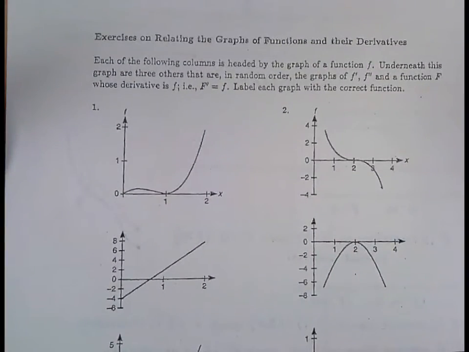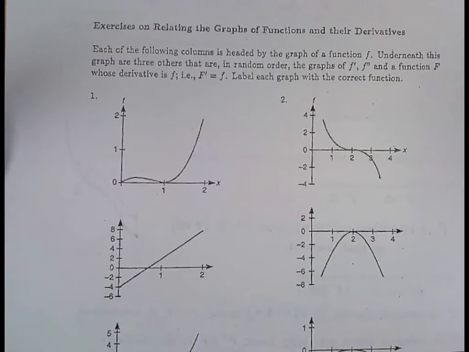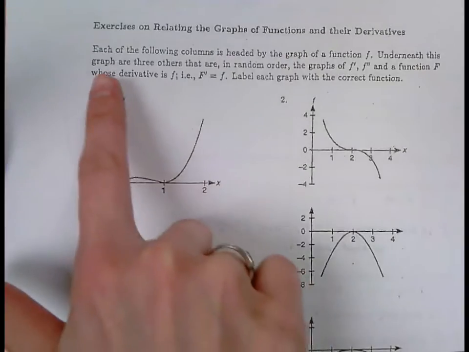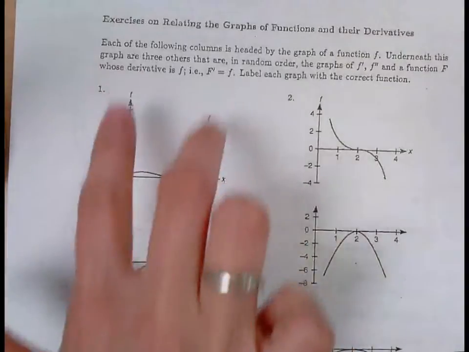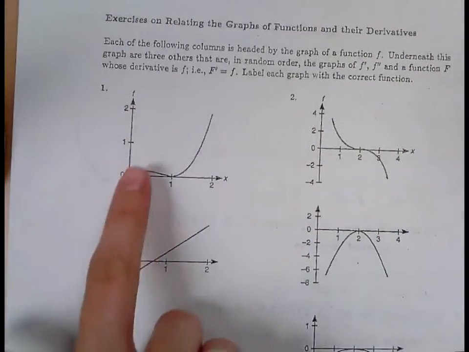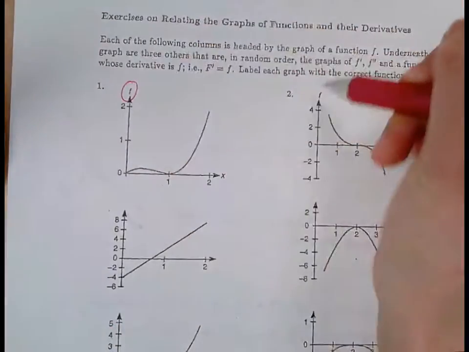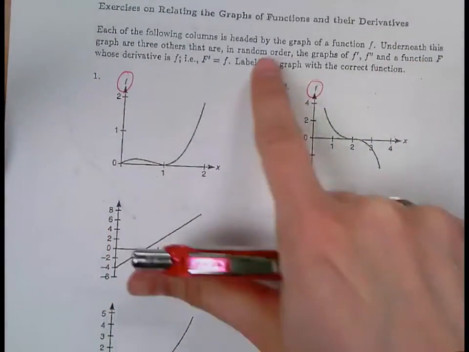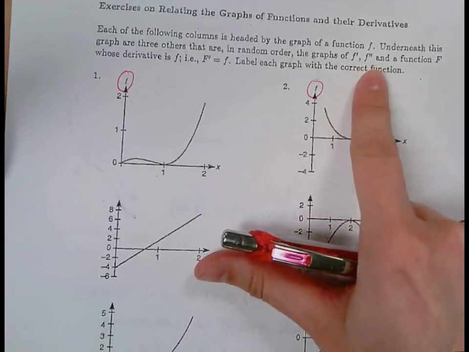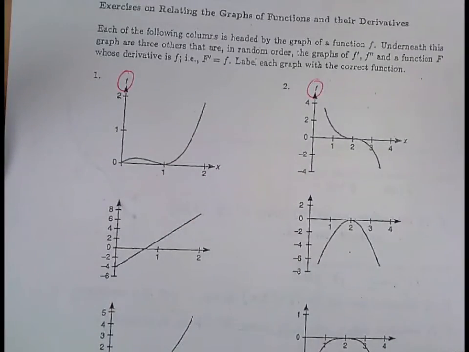on the following page, and some of the questions that I have in the practice from the book go through these same ideas. So what's on the back side of the page you were just on, for both 1 and 2 you're looking at the column. So 1 is the first column, 2 is the second column. And they're giving you at the top, the first graph is the graph of a function f. And below that graph are 3 other graphs in random order, the graphs of f prime, f double prime, and then a function capital F whose derivative is f, meaning it's the antiderivative.